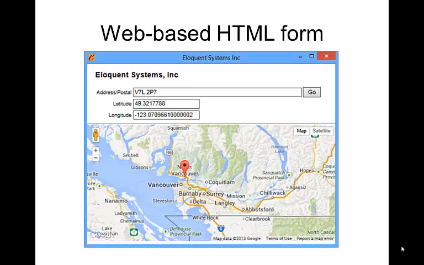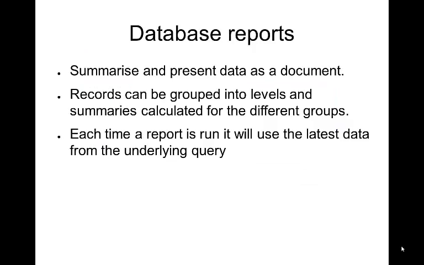So here's an example. This is a web-based HTML form with an embedded map as well. Very simple. We can put in a postcode, and it gives us a latitude and a longitude for our postcode. Simple web-based form. And that's what we're going to be doing in the second term, after Christmas: we're going to start building web-based HTML forms which access the data in the database. So that's forms, different views onto the database.